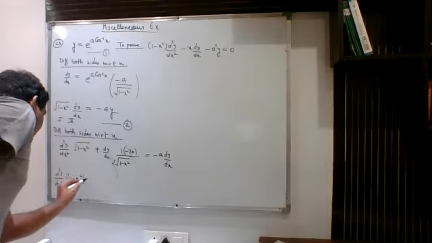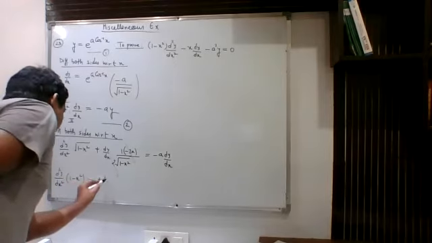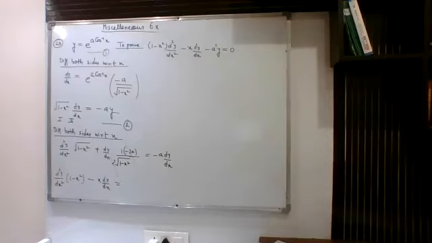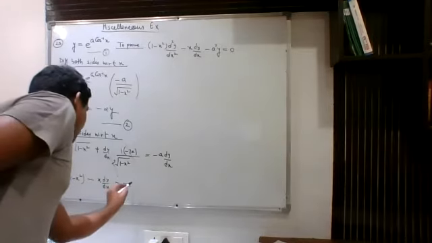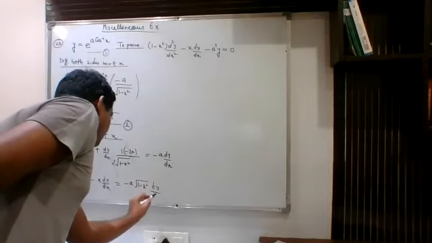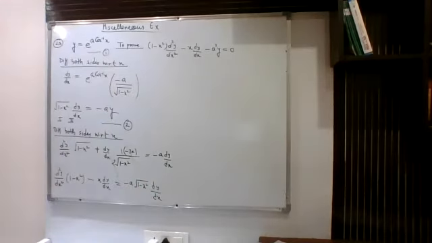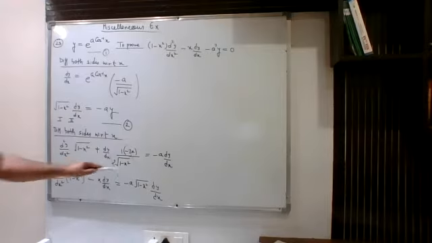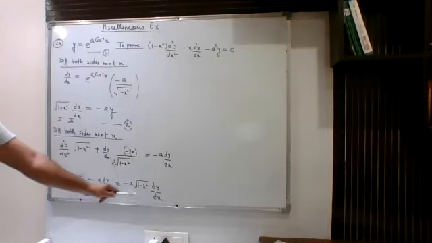When you take LCM, this is what you will get: double derivative times 1 minus x square minus x dy upon dx can be written as minus a under the root of 1 minus x square into dy upon dx. So this is what I can write after taking LCM. This is being multiplied over here, and it will become whole upon under the root of 1 minus x square that I had cross multiplied.